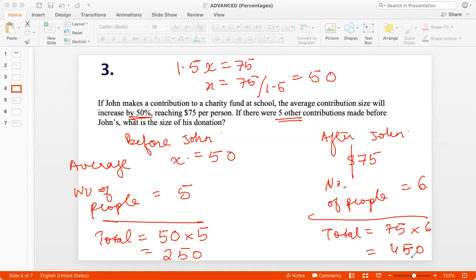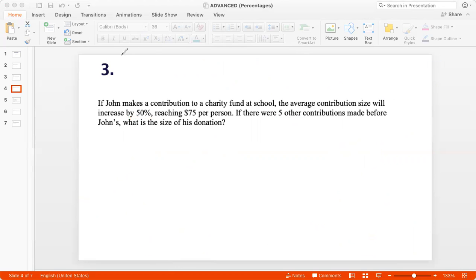So what would John's contribution be? It would be the difference of this and this, because this was before John and this is after John. So John's contribution will be $200. Okay, let's go to the next question.